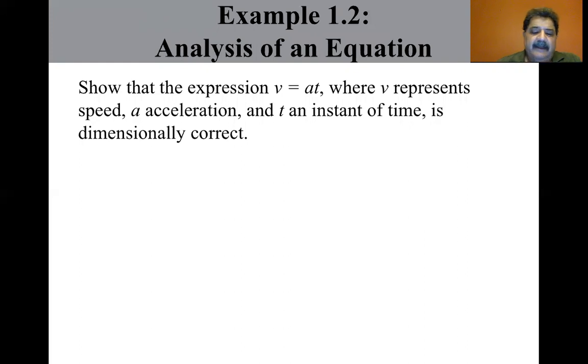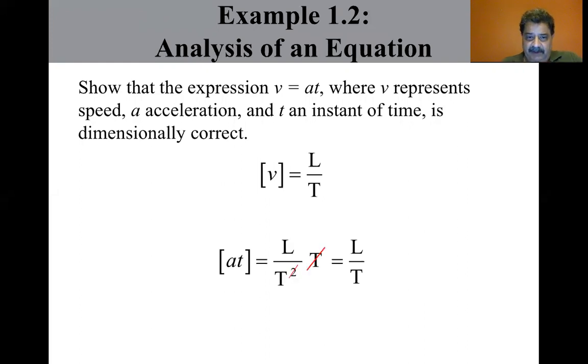Okay. Identify the dimensions of v. Well, v is equal to length over time. Miles per hour, meters per second. It's a length over time. Identify the dimensions of a, the acceleration, and multiply it by the dimensions of t. Well, acceleration is length over time squared. You multiply that by time, you end up with length over time. Well, look at that. Length over time is the same as a velocity. Therefore, v equals at is dimensionally correct because we have the same dimensions on both sides, L over t.